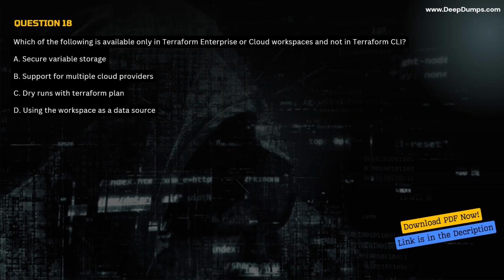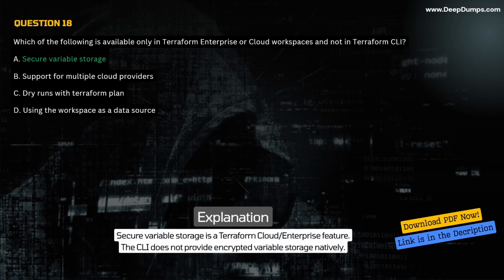Question 18. Which of the following is available only in Terraform Enterprise or Cloud workspaces and not in Terraform CLI? A. Secure variable storage. B. Support for multiple cloud providers. C. Dry runs with terraform plan. D. Using the workspace as a data source. Correct answer, A. Secure variable storage. Explanation: Secure variable storage is a Terraform Cloud/Enterprise feature. The CLI does not provide encrypted variable storage natively.